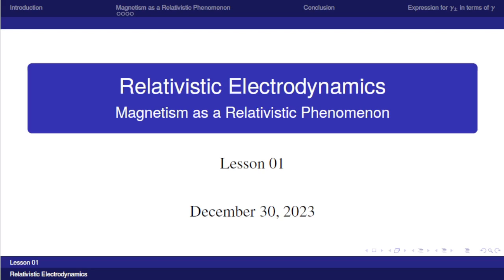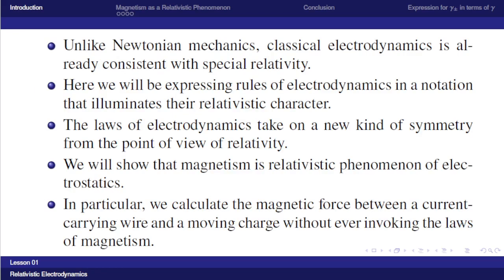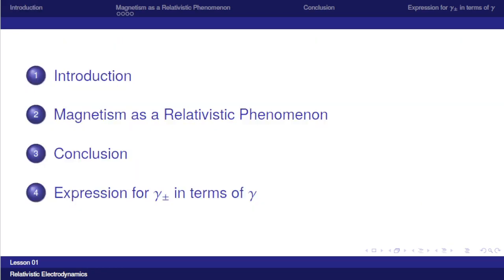Welcome to the first lesson in relativistic electrodynamics. Here we will prove that magnetism can be derived from electricity, electrostatics, by using the relativistic principle. Electrodynamics plus relativity will lead to magnetism.